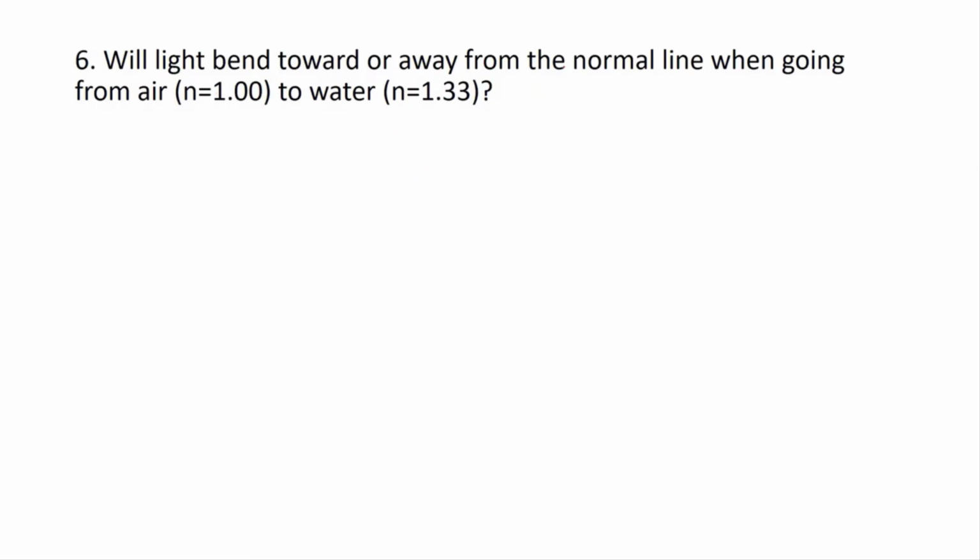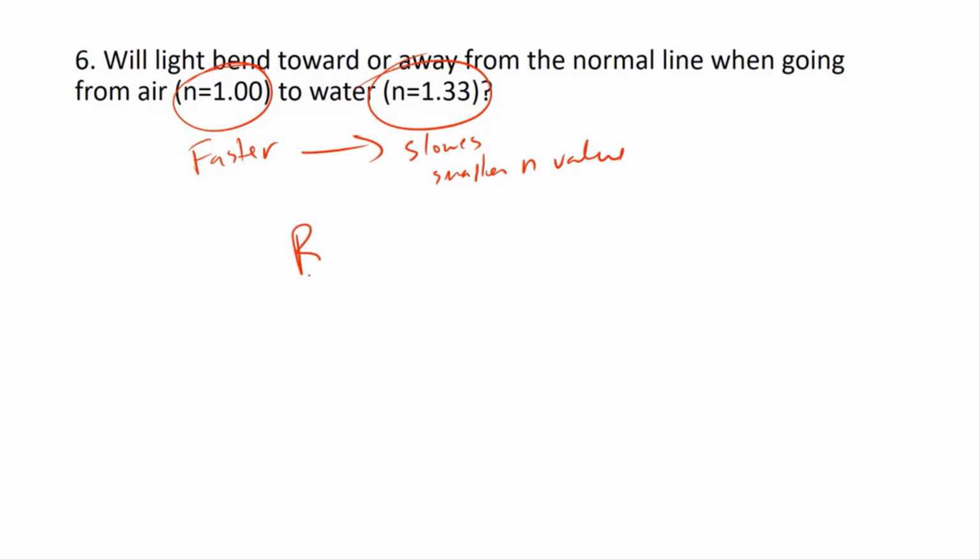Will light bend towards or away from the normal line when going from air to water? Well, now we have to look at this and decide. We're making this the last question. Which one's faster? This is faster, the smaller n value. This is slower. So we're really going from a faster to a slower medium, and when that happens, we're going to bend toward the normal line.